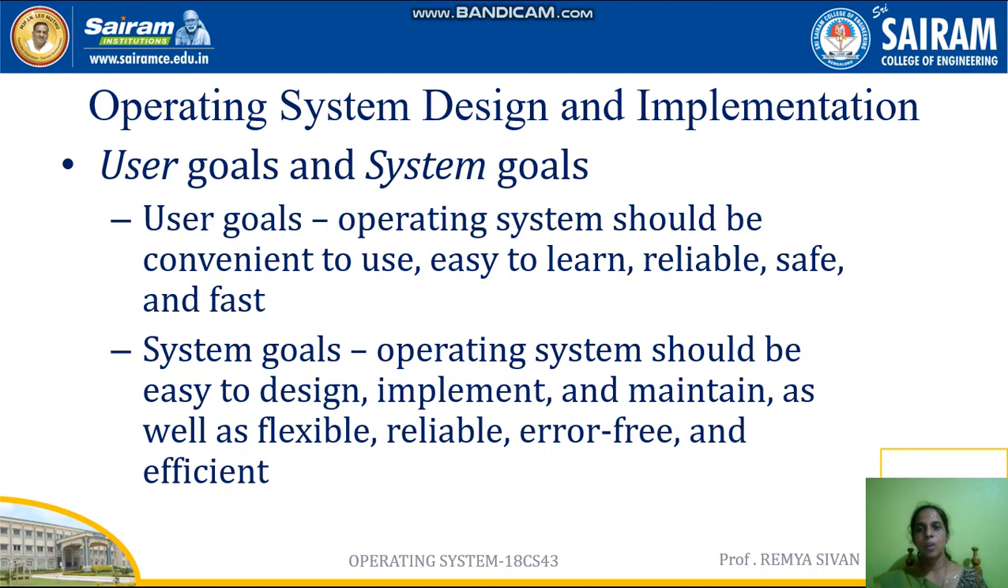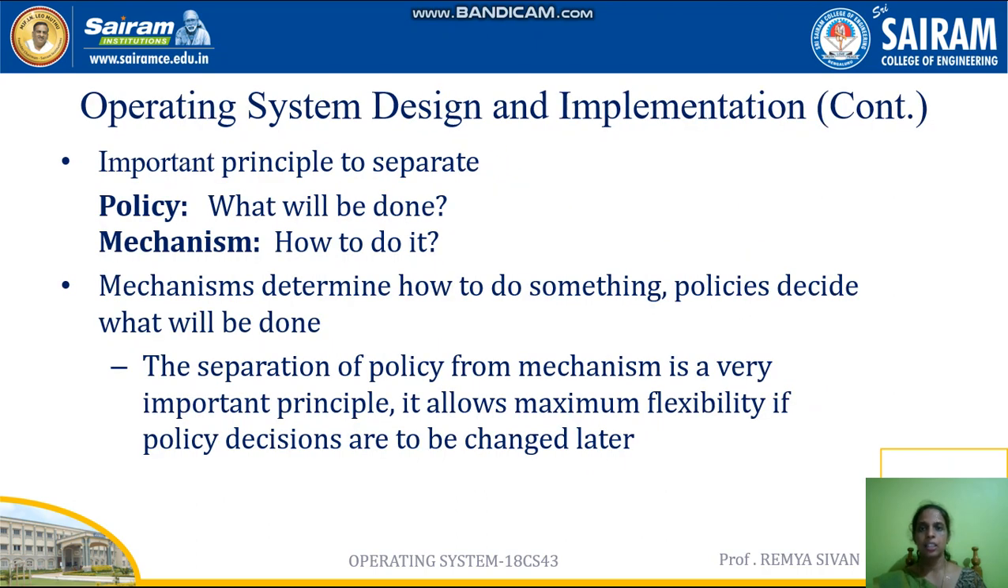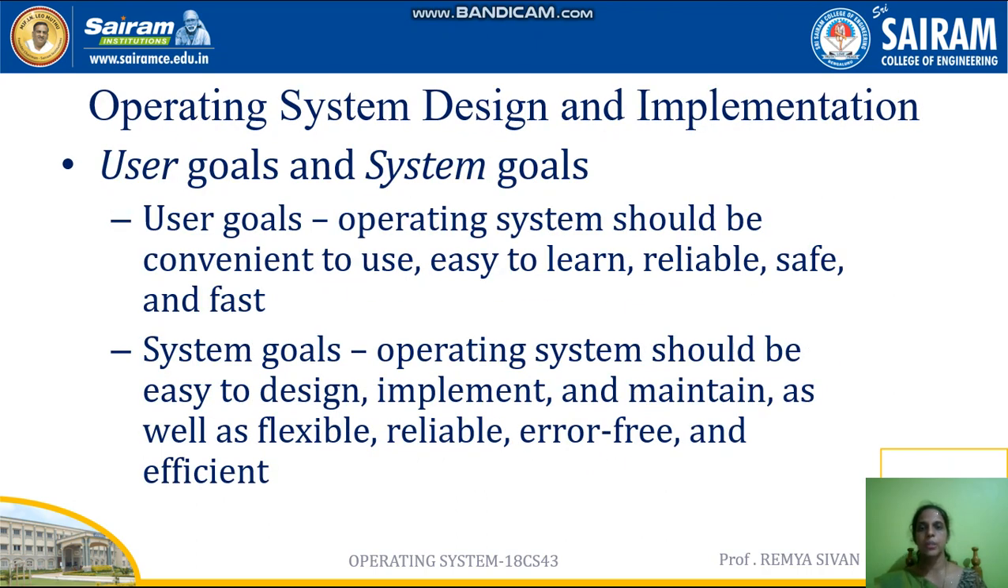Our next topic is operating system design and implementation. So we have to see what are the user goals and system goals. User goals: the operating system should be convenient to use, easy to learn, reliable, safe and fast. And system goals: the operating system should be easy to design, implement and maintain, as well as flexible, reliable, error-free and efficient. So when you are designing an operating system, you have to keep all these things in mind.